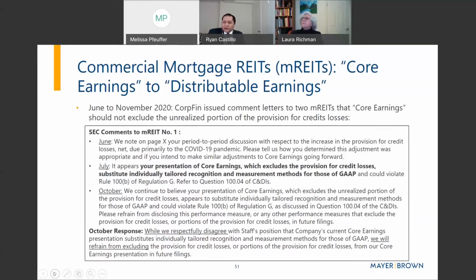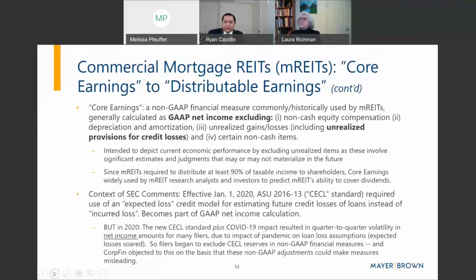So in this box, in slide 51, you see 3 rounds of staff comments received by REIT number 1 from June to October 2020. And ultimately, the response from the company was that while we respectfully disagree with the staff's position, we will comply and refrain from making an adjustment when we present core earnings in the future. Let's dig a little deeper.